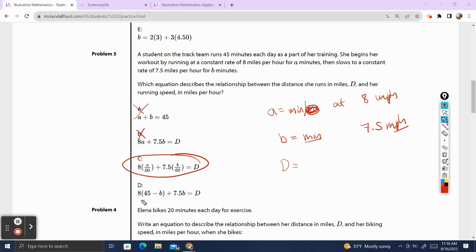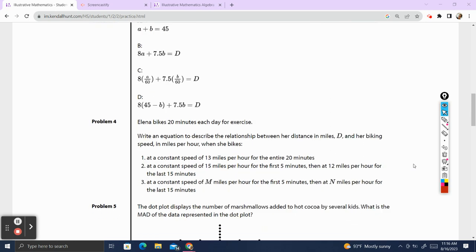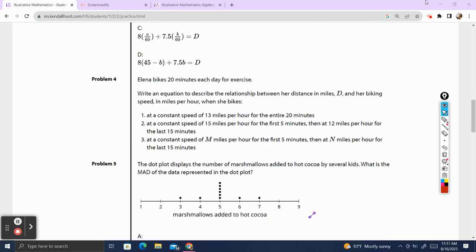Now let's look at our final answer. 8 times 45 minus B plus 7.5 B is equal to D. So 45 minus B is just saying the amount of minutes she ran not at speed B, which is the same thing as saying A. However, this doesn't actually help us solve the question because our units are not correct. Pause the video if you need to go over this or think about the reasons for this answer while I move on to the next one.